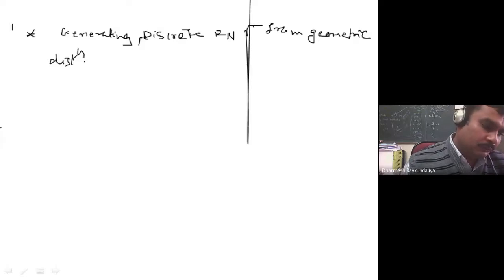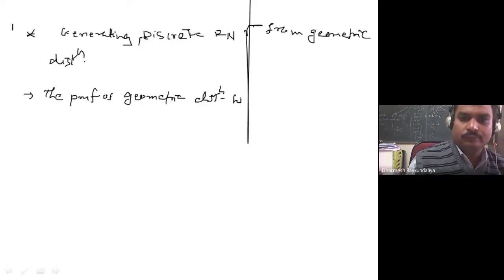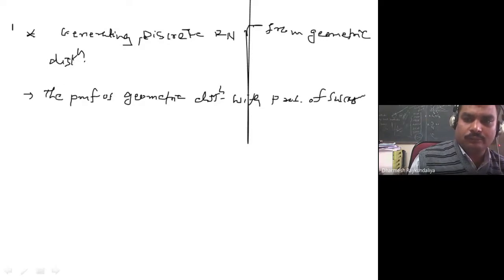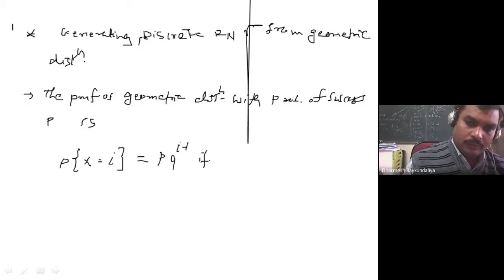So we know that the PMF of geometric distribution with probability of success P is: probability that x takes value i is nothing but p into q raised to i minus 1, where i is greater than or equal to 1 and q equal to 1 minus p.